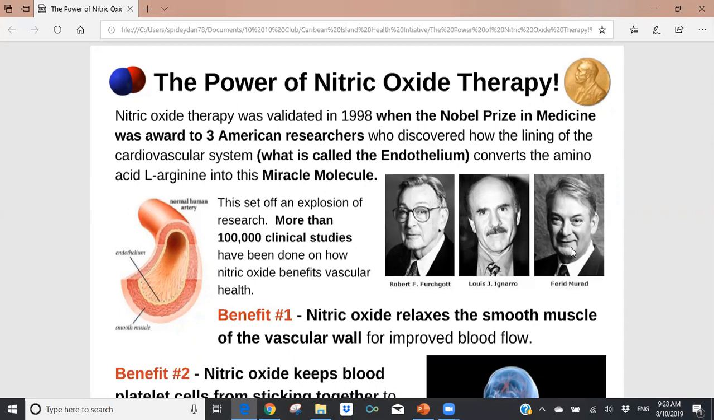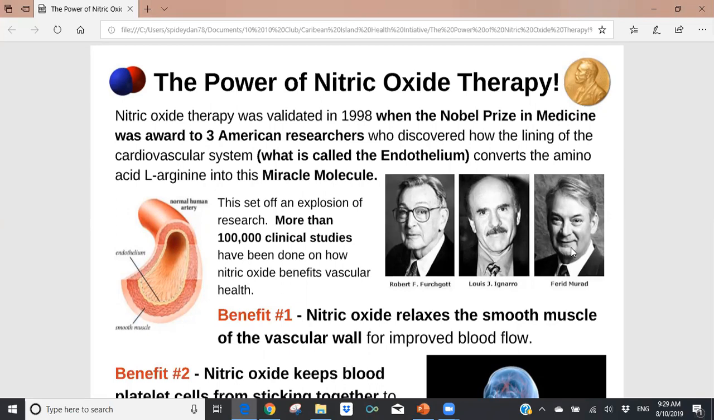But here's what nitric oxide can do for you. It relaxes the smooth muscle of the vascular wall for improved blood flow. Now that directly benefits people with high blood pressure, because typically for high blood pressure, their vascular wall is restricted, and so it increases resistance to blood flow, and your blood pressure goes up.